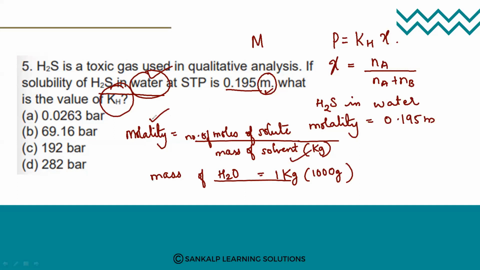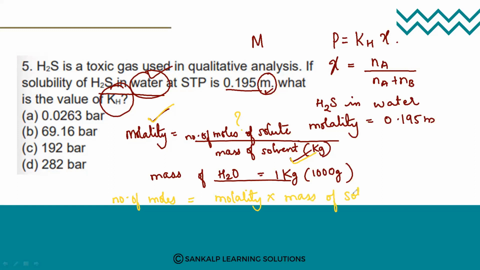What all do we know in the formula? Molality we know. Mass of the solvent we know. We don't know the number of moles. So, how do you write? Number of moles is equal to molality into mass of solvent.